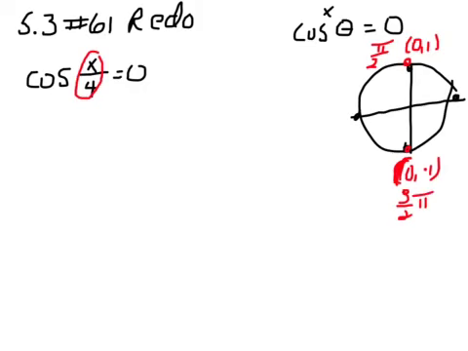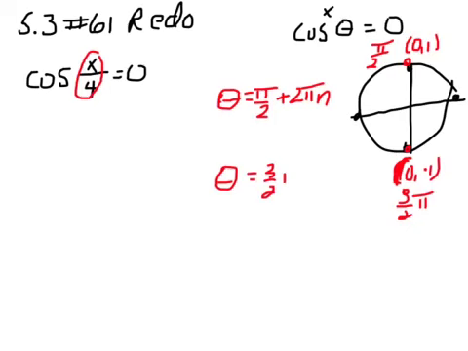If it had just been this problem, my answers would have been pi halves, and again I can go all the way around the unit circle, so I could put that as plus 2 pi n. And the other answer I would have gotten was 3/2 pi plus 2 pi n.